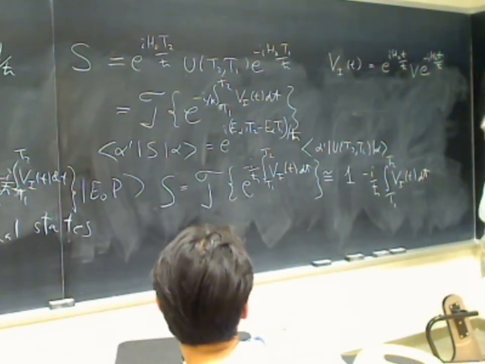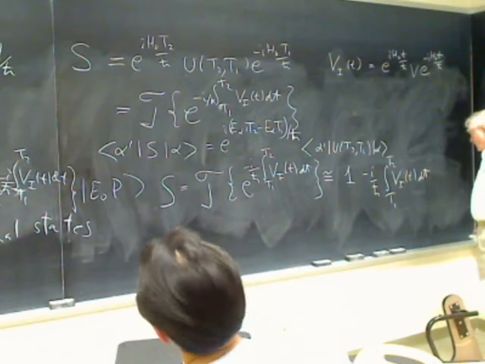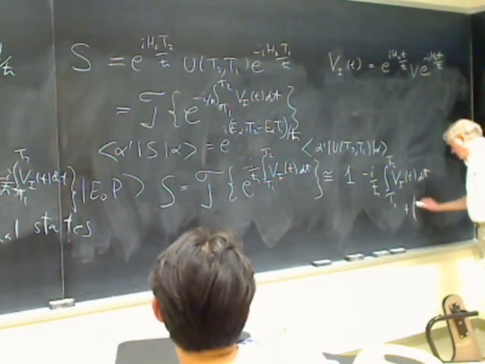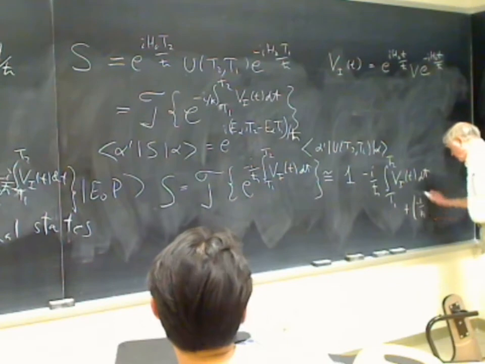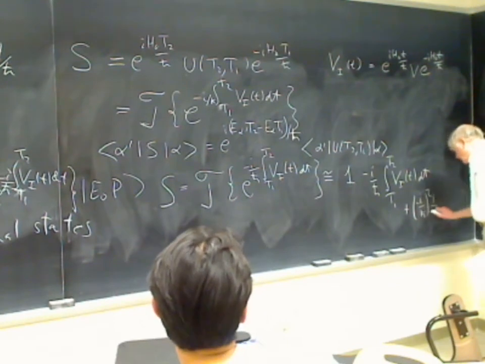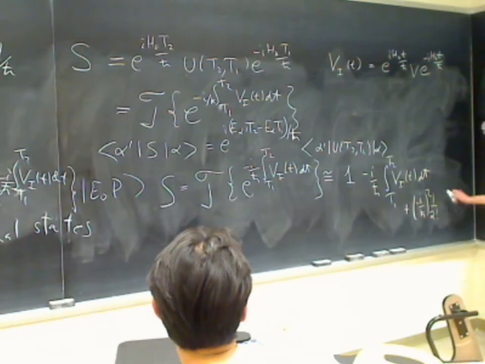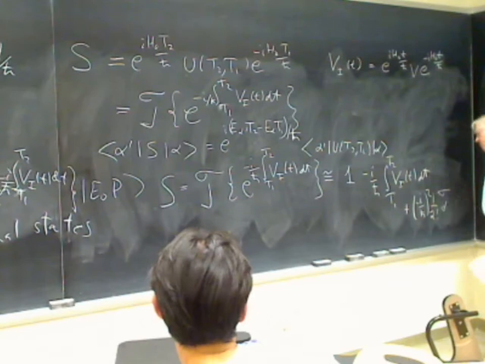Okay, what's the next term? The next term is minus i over h bar, squared, over 2 factorial, which of course is just 2. Now we do have a time-ordered product.